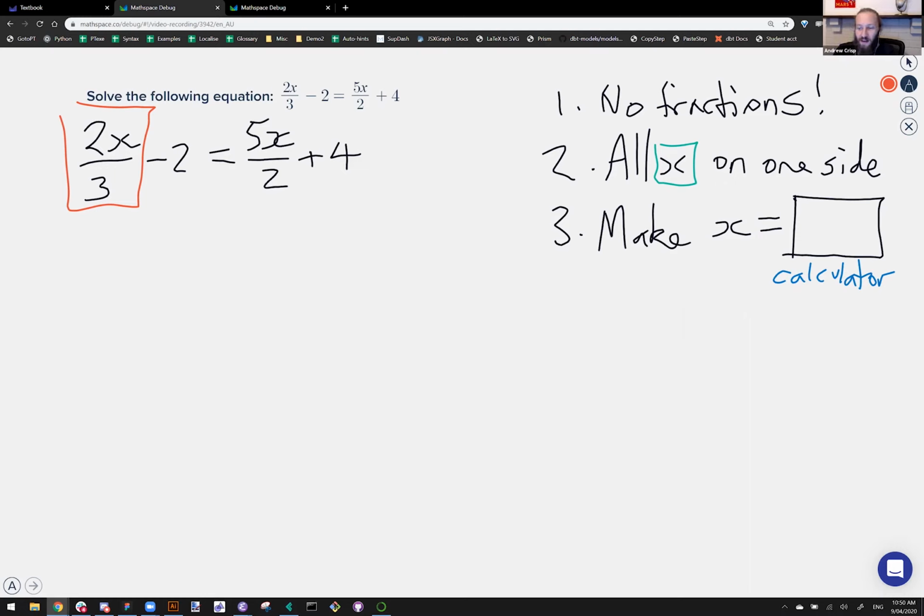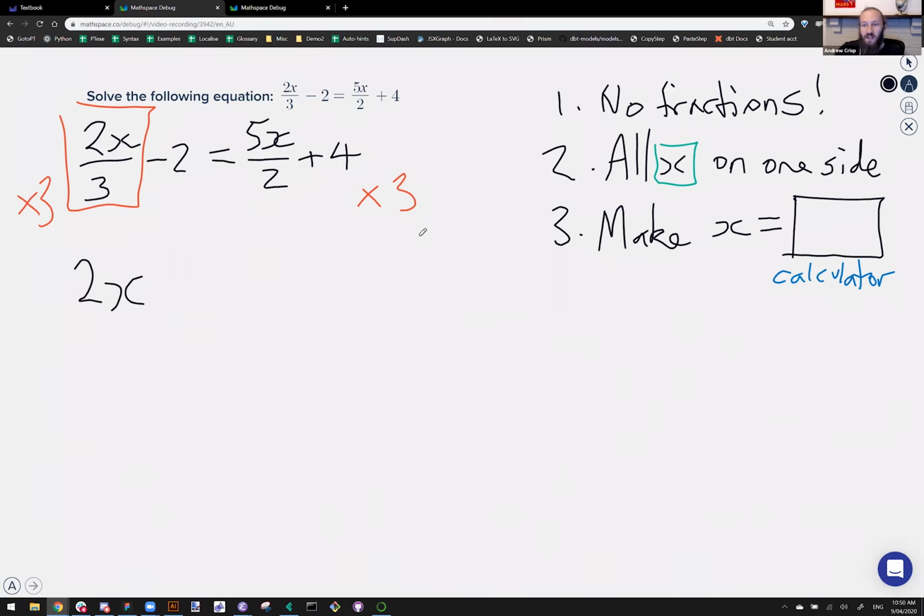Well, to get rid of the fraction, we're going to multiply it by the denominator. But we can't just multiply that fraction by the denominator. We have to multiply everything by that. So I'm going to start by multiplying both sides by 3. Everything on both sides is going to get multiplied by 3. So to start with, this term in the red box, it goes the way that we want it to. 2x.